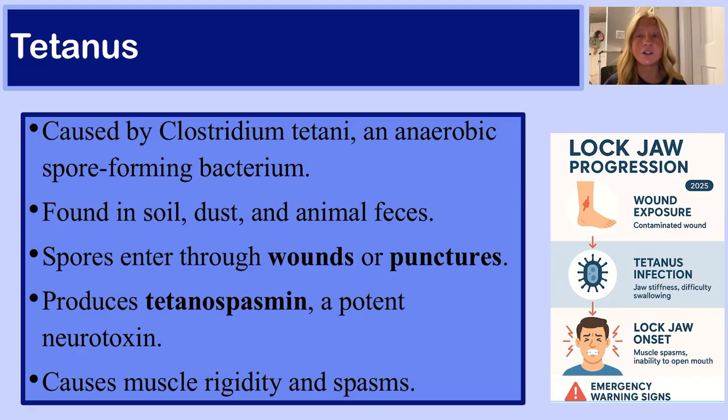So now I'm going to talk about tetanus. Tetanus is commonly known as lockjaw, and it occurs when spores of Clostridium tetani enter wounds and germinate in oxygen-poor tissue. So the bacteria release tetanospasmin, which is a neurotoxin, and it blocks inhibitory nerve signals.